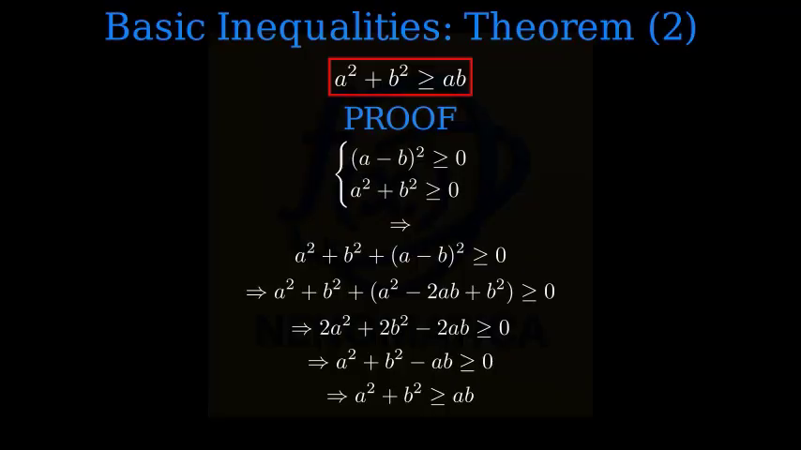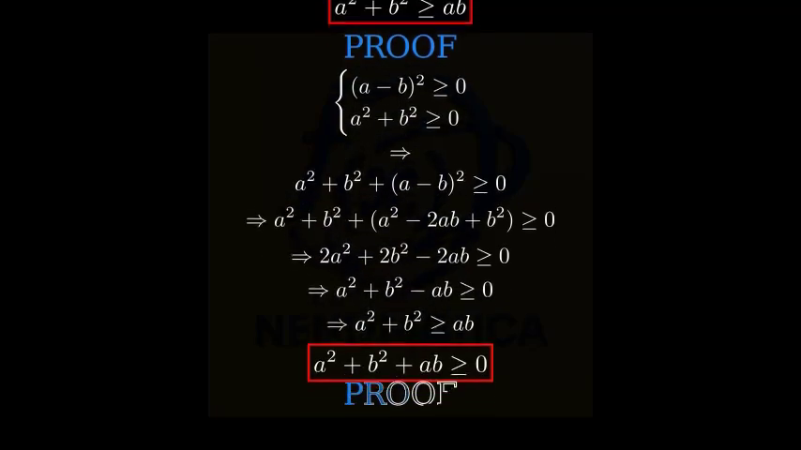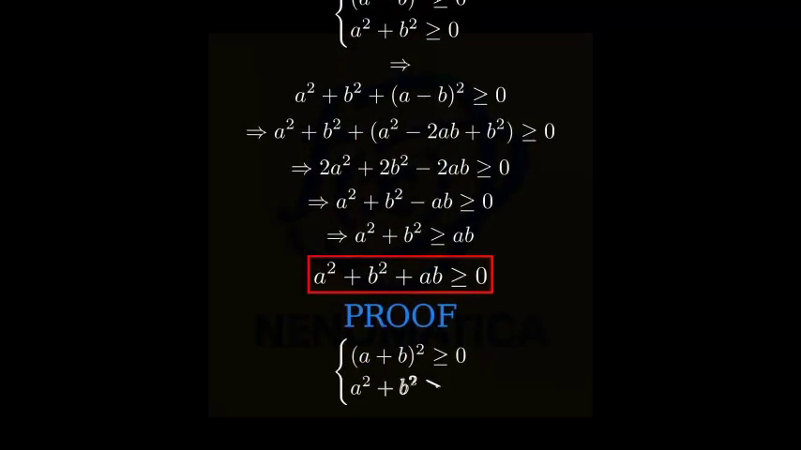Let's move on to our second inequality theorem, which states that a squared plus b squared plus ab is greater than or equal to 0. This is another important inequality with wide applications. Now, let's prove this inequality. Similar to our previous proof, we'll use the property that the square of any real number is greater than or equal to 0. In this case, the square of a plus b is greater than or equal to 0.